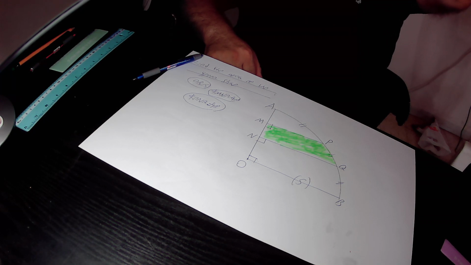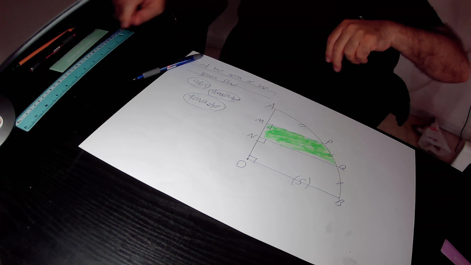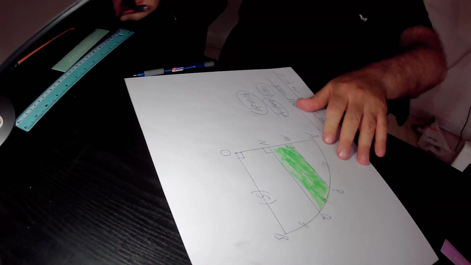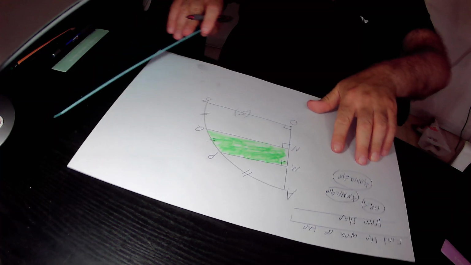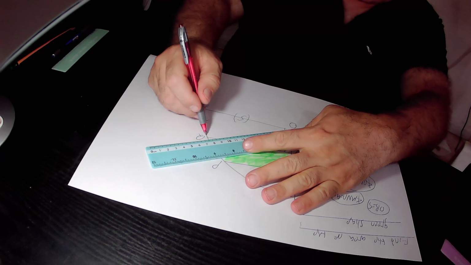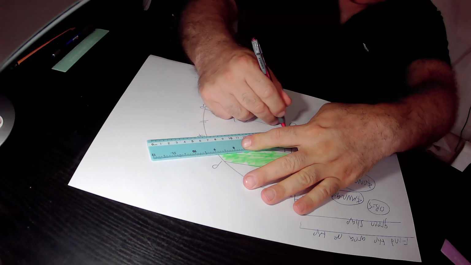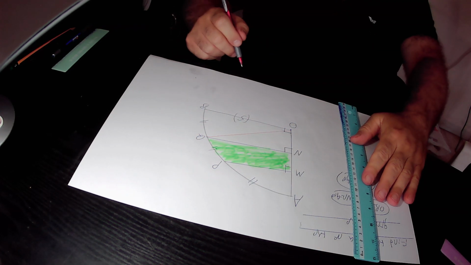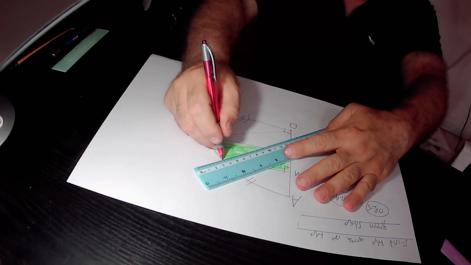So first of all, we will join points O and Q together by a straight line. And we also join points O and P together by a straight line.